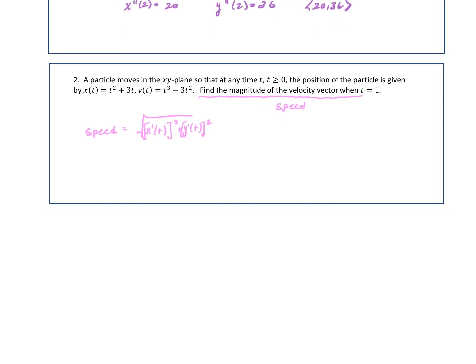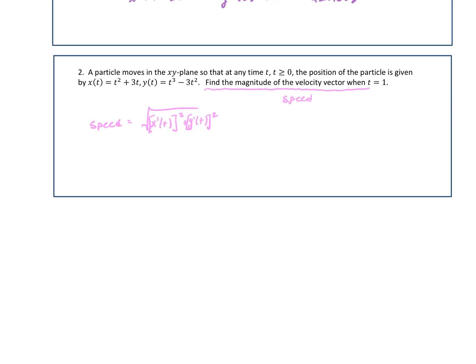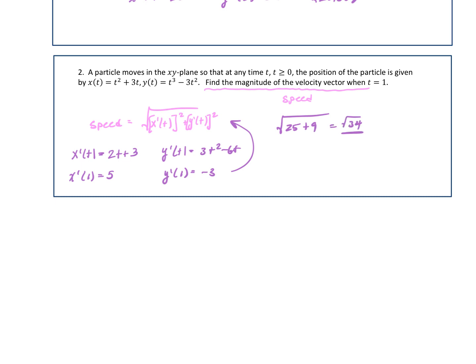Okay. All right, so we've got x prime of t is 2t plus 3, and they want it at 1. So x prime of 1 is 5, and then y prime of t is going to be 3t squared minus 6t, and then y prime of 1 is equal to negative 3. So I'm going to go ahead and drop it into the formula up here. So we're going to get 25 plus 9 equals square root of 34. And that's our speed.